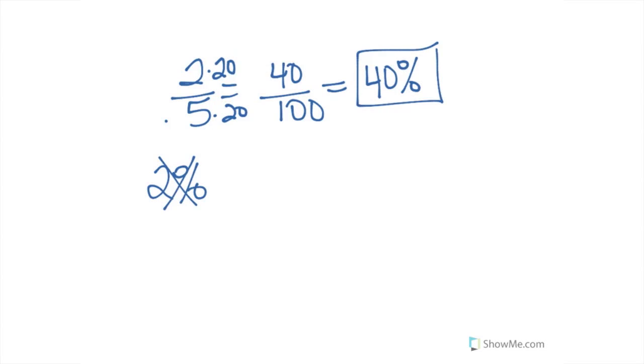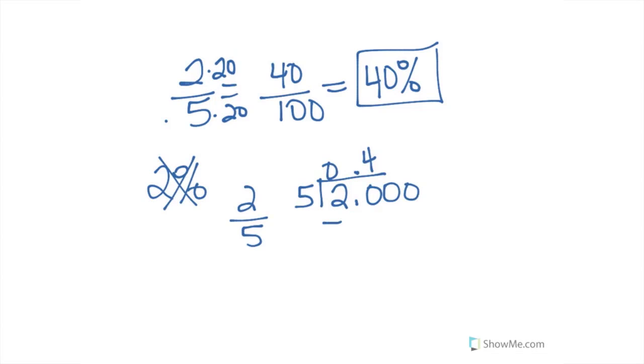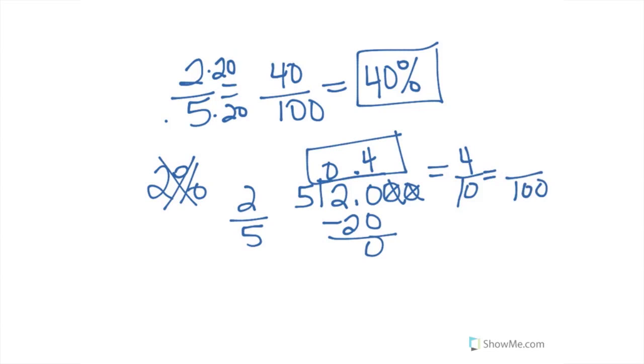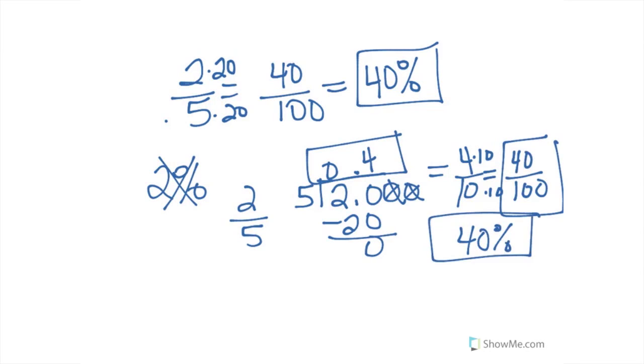I'm going to turn it into a decimal, just for those of you that would like to do it this way. 5 can go into 2, 0. 5 can go into 20, 4 times. I don't need these extra zeros. So my answer is 4/10, but a percent is out of 100. So 10 times 10, 4 times 10, 40. Same thing as above, 40%.